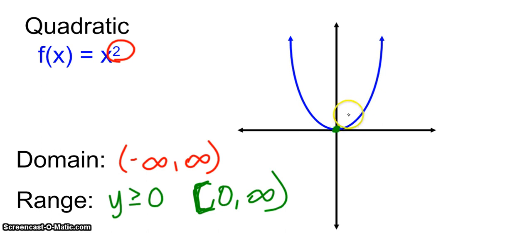This quadratic, as a parent function, is centered at 0, 0. You can go over 1, up 1, and over 2, up 4 to help you in graphing. Because it has symmetry, also -1, up 1, and -2, up 4.